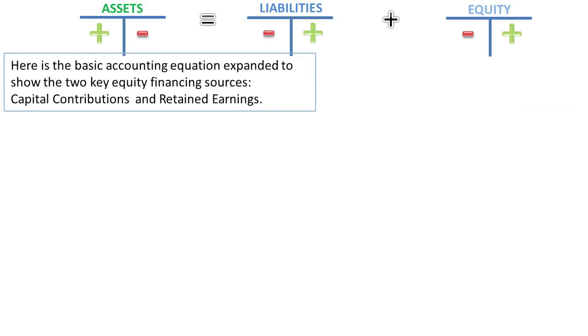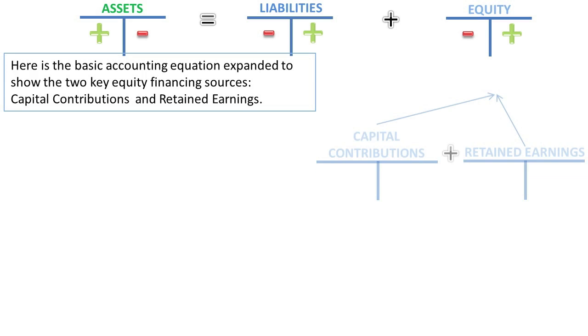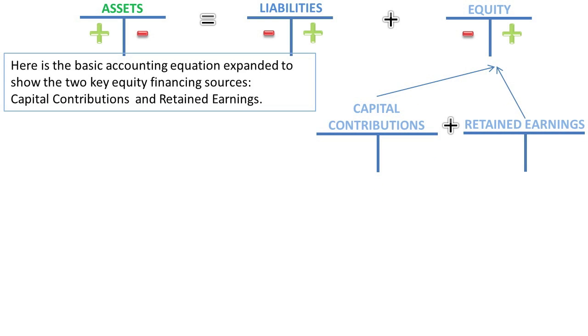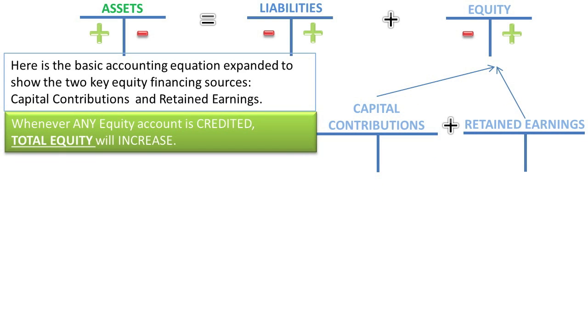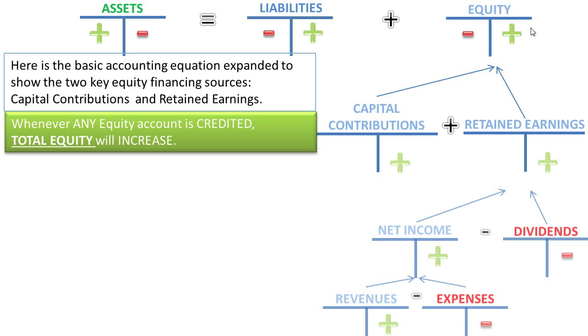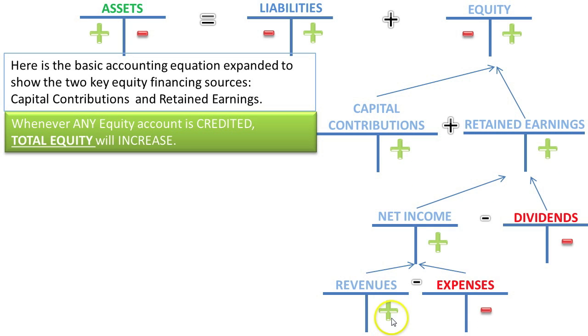Here's the basic accounting equation expanded to show the two key equity financing sources, capital contributions and retained earnings. Whenever any equity account is credited, meaning a right-hand entry in the equity account, total equity up here will increase. So that's what I've shown. Whether you credit revenues or credit expenses or credit dividends, any of these credits will flow up and wind up increasing the total equity of the business.